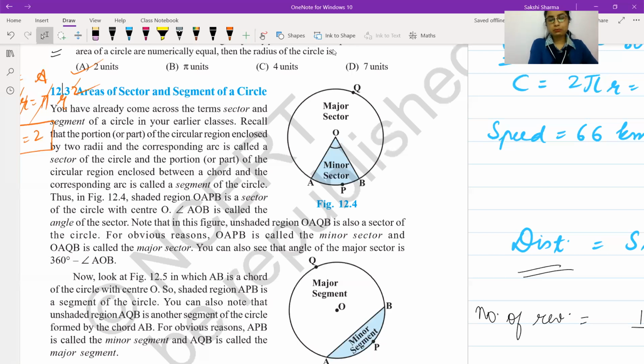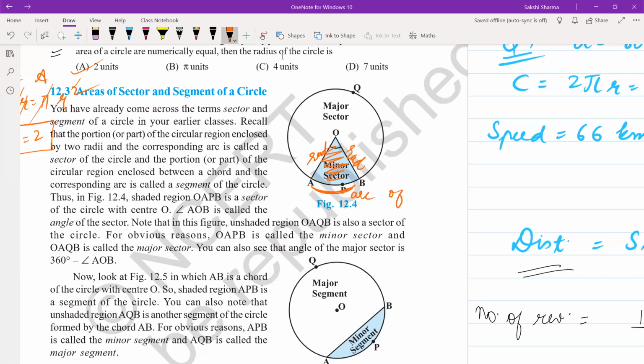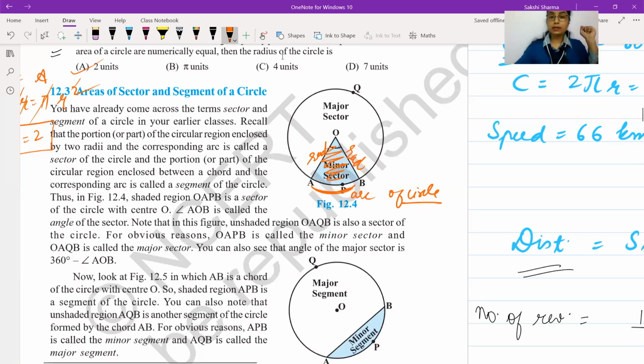अगर आपको definition वैसे पूछी जाए, minor sector, simply stating, sector of a circle is the area bound by the radii of a circle, 2 radii. Sector जब बनता है, sector कहाँ पे बनता है? It is formed by 2 radii and the arc of a circle. So as you can see here, the shaded part in figure 12.4, this is the radius and this is the radius. This over here is arc of circle.